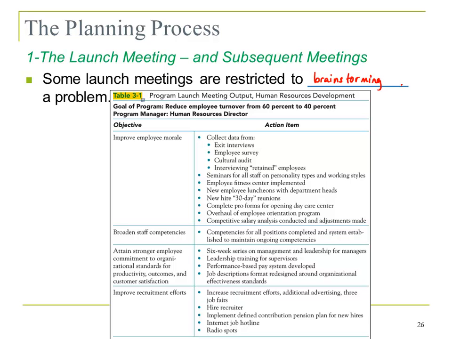So for this particular program or project, human resource management is trying to find out what strategies to follow in order to reduce the turnover rate for the company. They were brainstorming some ideas. For example, improve employee morale and broaden the staff competencies, attain stronger employee commitment to organizational standards for productivity outcomes and customer satisfaction, and improve the recruitment efforts. These ideas or objectives can also help in terms of the goals of this program. And you can see that for these ideas, there's a list of action items that can be followed in order to achieve these goals. Okay? So this is an example of some of the things that you can come up with in this kind of meeting.